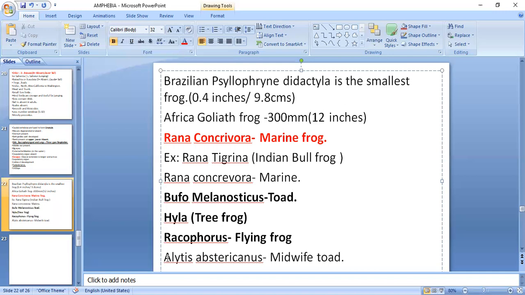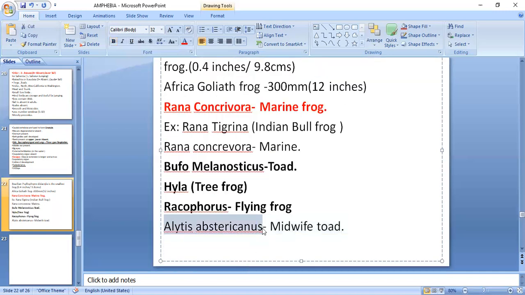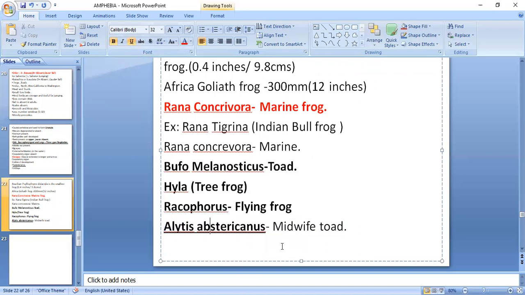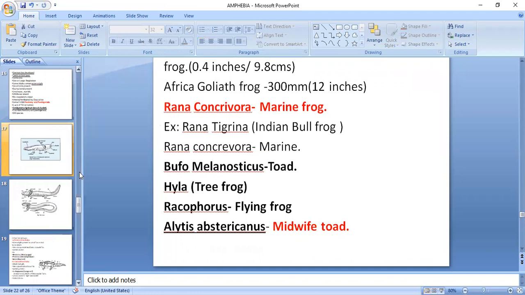And this is most important. It has been asked many times in examples: Alytes obstetricans. Its common name is midwife toad. In Telugu we call it the mantrasani kappa. So Alytes obstetricans is generally known as the midwife toad. This is the classification of the amphibians.